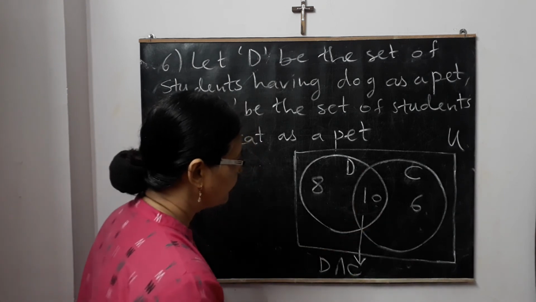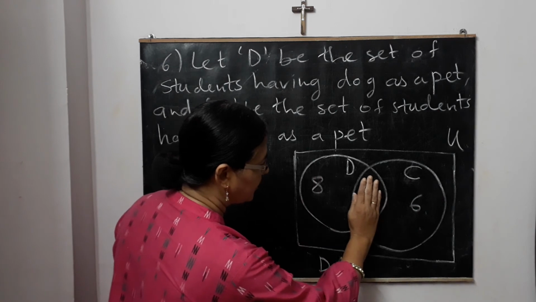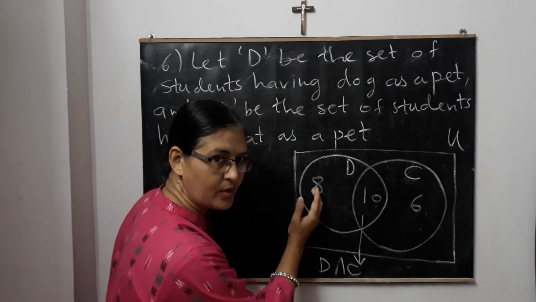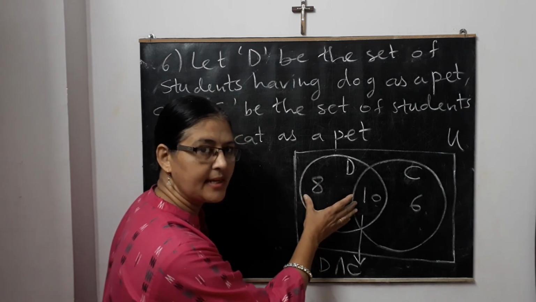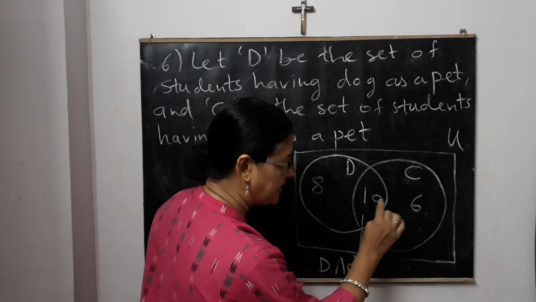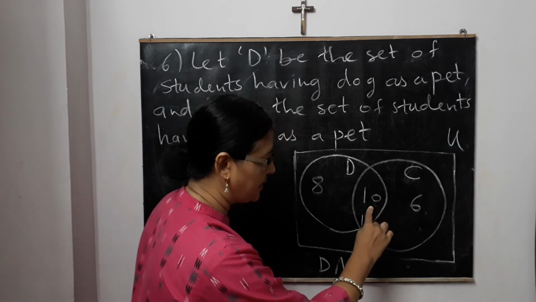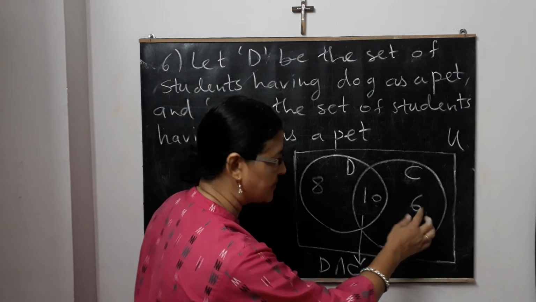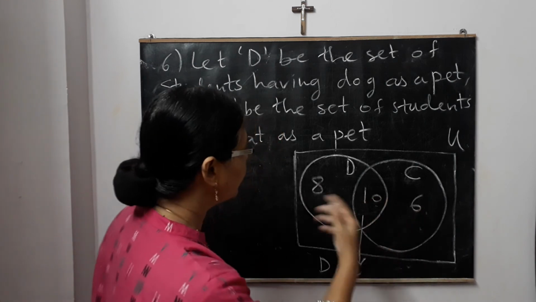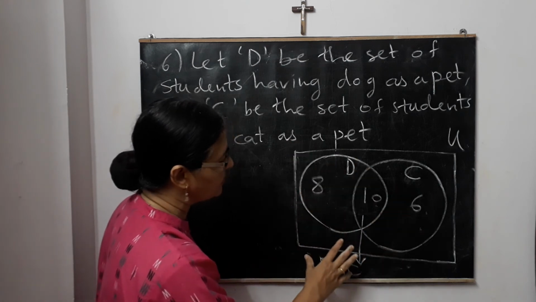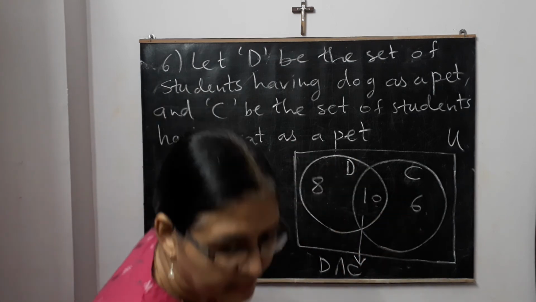Now if we see, this is only dogs and here dog and cats, so total dogs will become how much? 8 plus 10, which will become 18. And cats, only cats plus the intersection. Here also cats are there. So 6 plus 10, total number of cats, will become 16. So that is what we are going to represent, and this is the Venn diagram how we have represented. Now further we will write the steps.